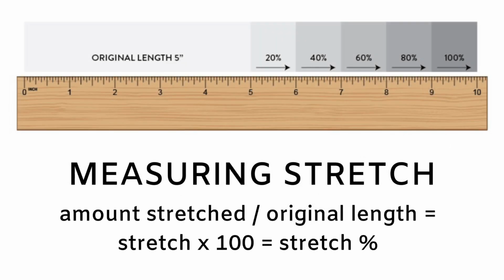You can measure the direction and degree of stretch yourself with a rigid ruler. Using this method, a simple formula is the amount your fabric stretched beyond its original length divided by the original length equals the stretch, multiplied by 100 equals the stretch percentage.